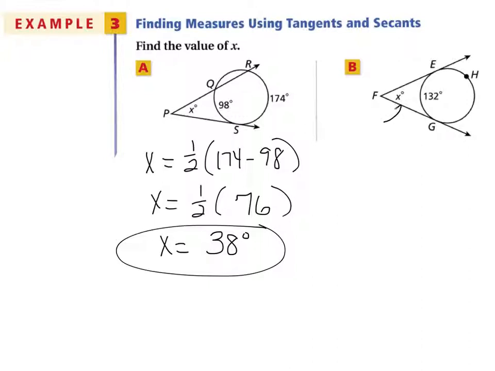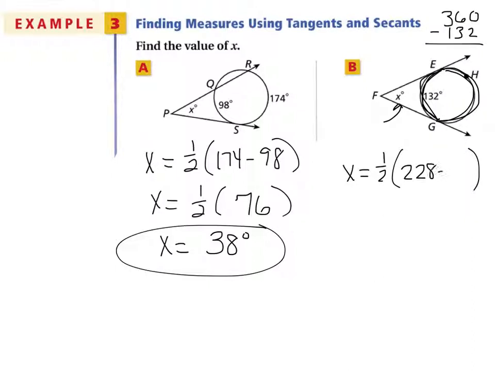we want to find x. But wait a minute, we're not given arc EHG. What is it? Well, remember, this is 32 degrees. The whole thing has to add up to 360. So 360 minus 132 gives me 228 degrees. Subtracted by 132, that's going to give me 48 degrees. So x will be 48 degrees.